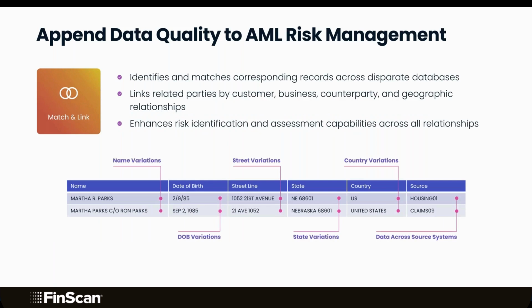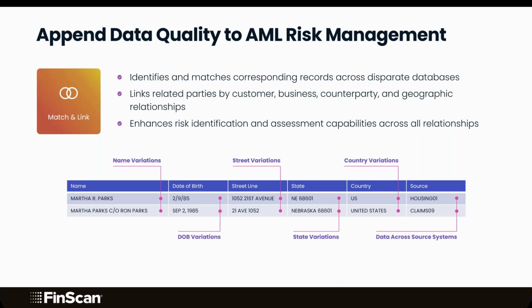Matching and linking is that deduplication part that we spoke about. Martha R. Parks and Martha Parks care of Ron Parks. Well, Martha Parks is in there twice already. We've got state variations, different formats of the same date of birth, different country names, US versus United States. And we've got that because it's come across from two different systems, one from our house insurance policy management system, and another one from a claims system, for instance, if you're an insurance company.